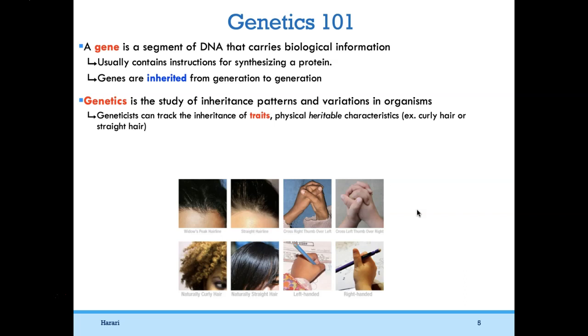So geneticists specifically would track the inheritance of traits. And a trait is a physical, heritable characteristic. Heritable means able to be passed on. So an example of a trait would be curly hair. Right? That's a trait. It's a physical, heritable characteristic. So a geneticist might be interested in seeing how the trait of curly hair gets passed on from mother to daughter and mother to son, etc.